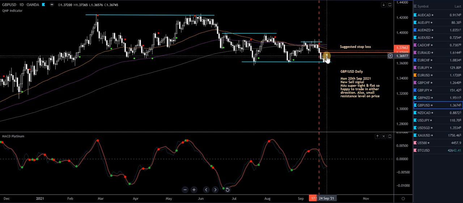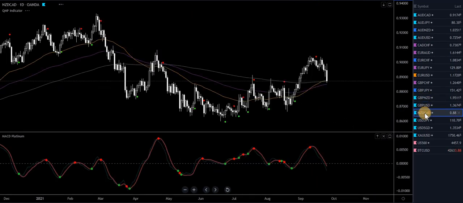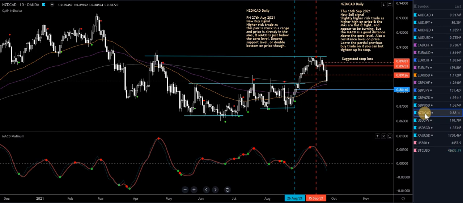Didn't take my stop out, and Friday I've had another bearish day, so it might keep on going down. So it's the Pound USD. New Zealand CAD, right. Had a buy back here.